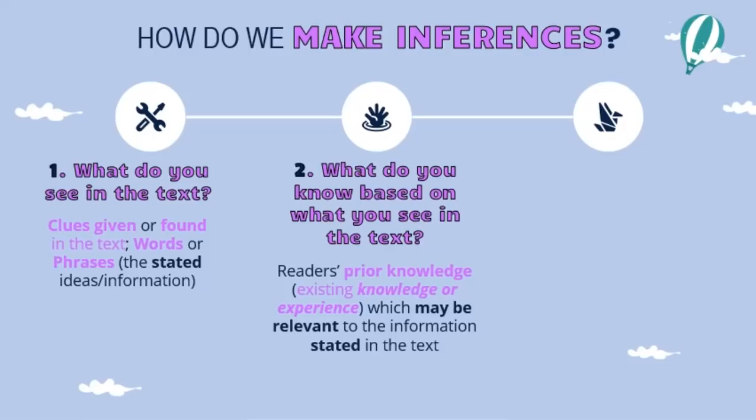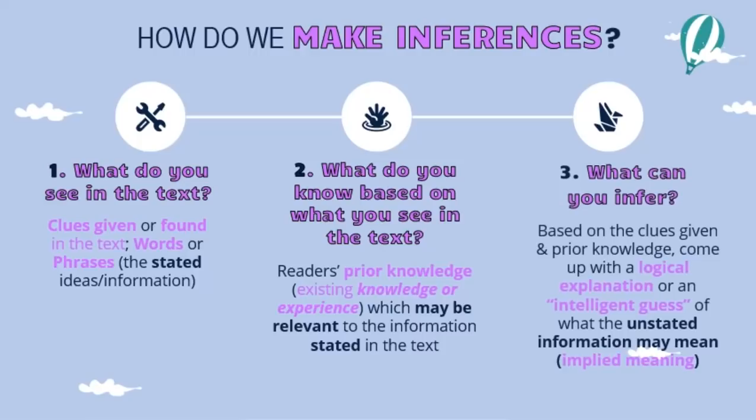That brings us to the last step, which is what logical explanation or intelligent guess that we can make based on the clues given and our prior knowledge so that we may be able to understand the unstated information or the implied information found in the text. Making inferences is considered one of the higher order thinking skills, or in other words, is one of the most challenging reading skill to practice.